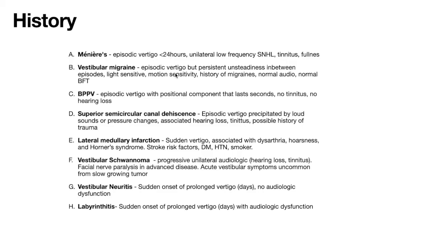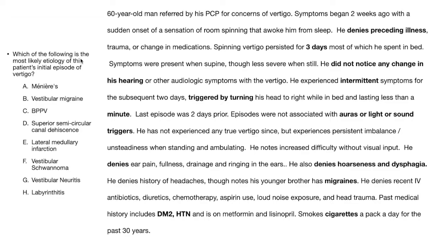Vestibular migraines: episodic vertigo but persistent unsteadiness in between episodes, light sensitivity, motion sensitivity, history of migraines, normal audio, normal balance function tests. BPPV: episodic vertigo with positional component that lasts seconds, no tinnitus, no hearing loss. However, the question asked, which of the following is the most likely etiology of this patient's initial episode of vertigo? Perhaps he had BPPV over here.